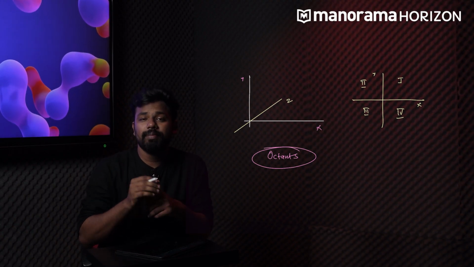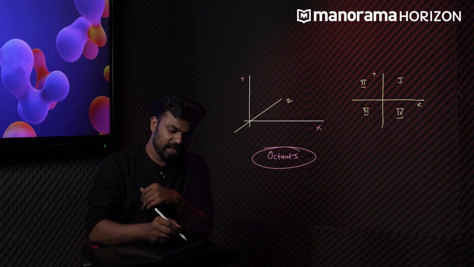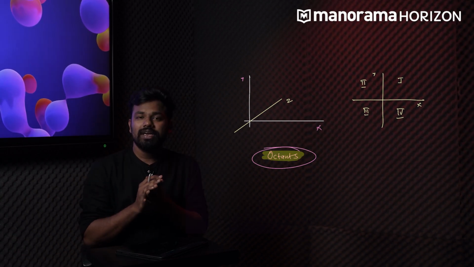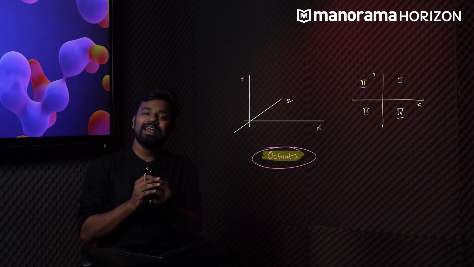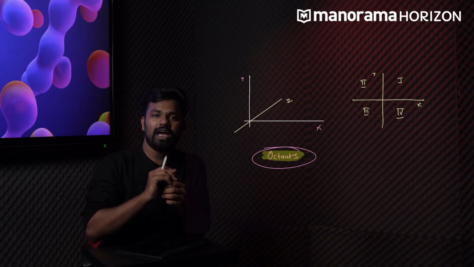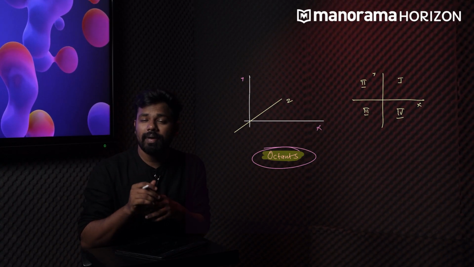These 8 different parts are not called quadrants, we call them by the name octants. Understood? So what is an octant? It is nothing but the x, y and the z axis dividing the whole space into 8 equal parts. That will be called an octant.